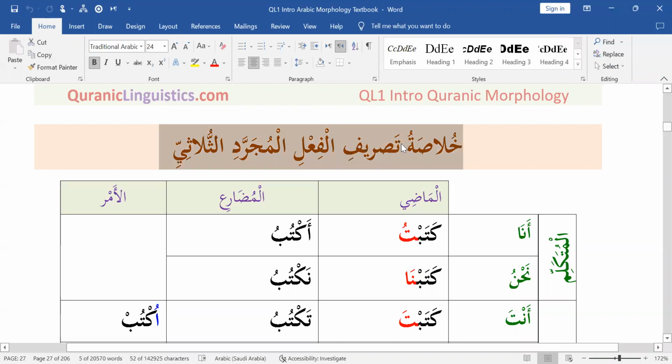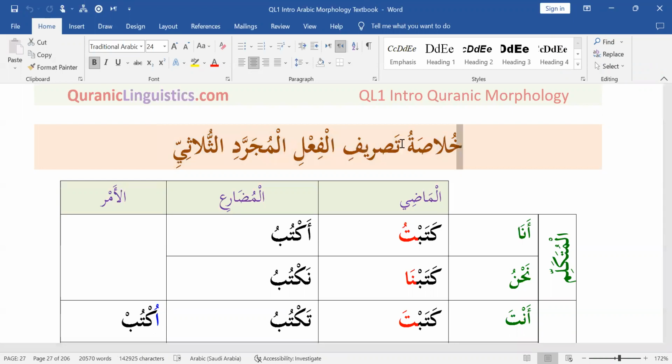خلاصة تصريف الفعل المجرد الثلاثي. Summary, conjugation of the basic triliteral verb. So al-fi'l obviously means verb. Al-mujarrad means basic, meaning it's not advanced. The word mujarrad also means bare bones, stripped. Al-thulathi, tri-lettered.